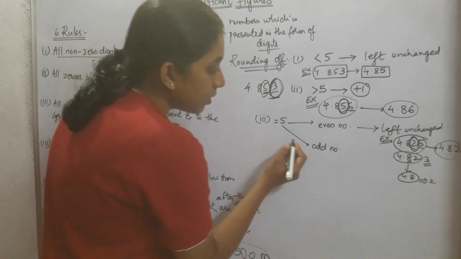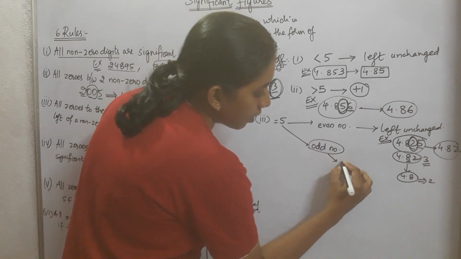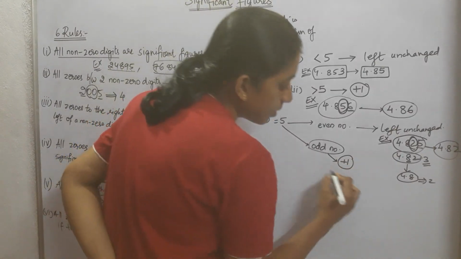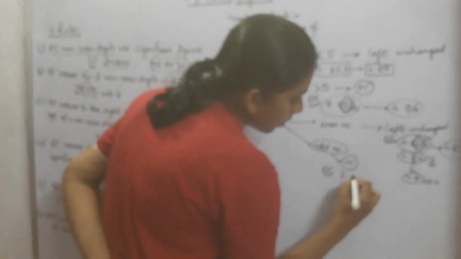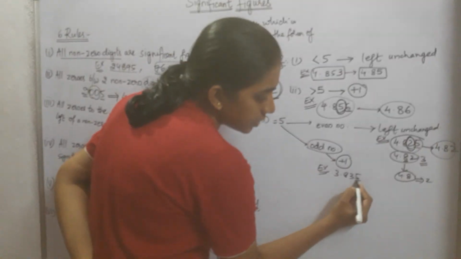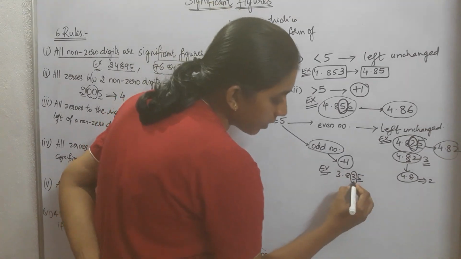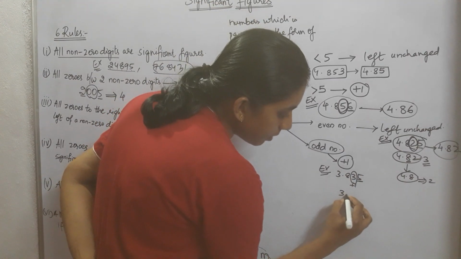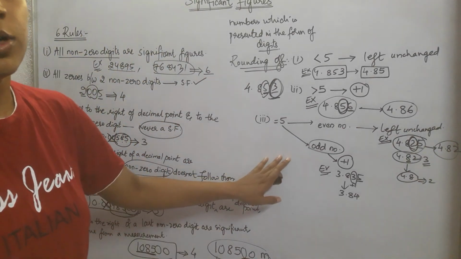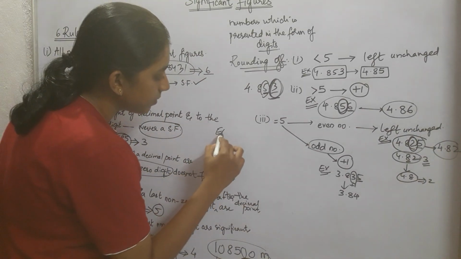Now, what if the last before digit is an odd number? If it is an odd number, we have to add plus 1 to that odd number. We'll see an example. 3.835. The last digit is 5, equal to 5. The before digit is an odd number. We have to add plus 1 to this 3, so 3.84. So this is how we will be doing rounding off. Now we will see an example.